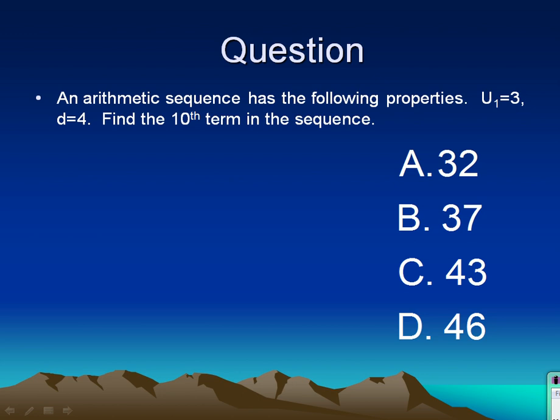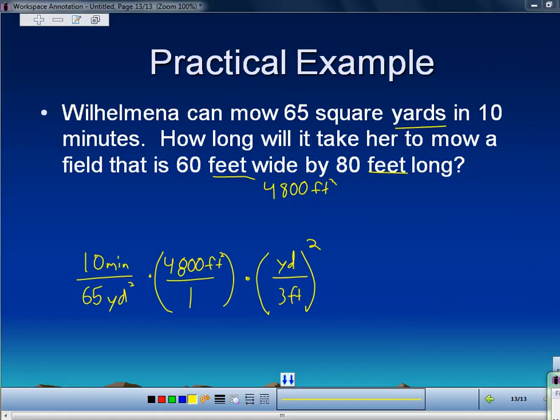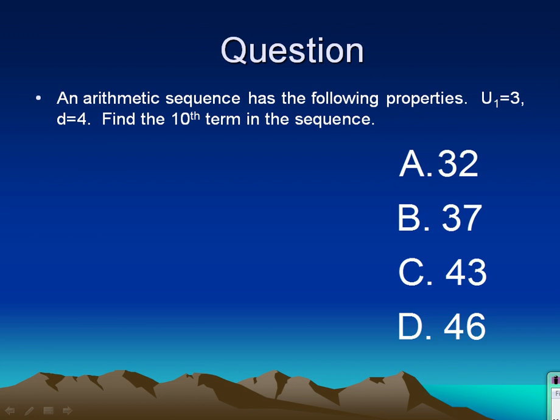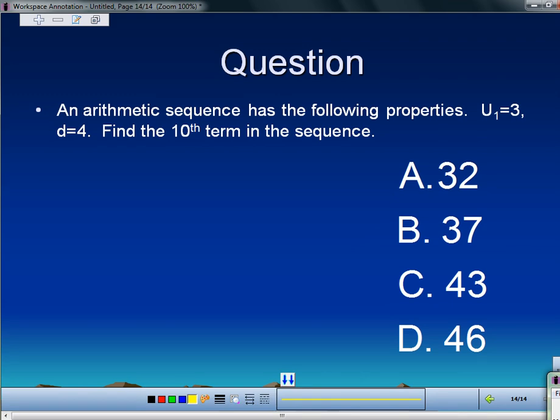All right, question number one. An arithmetic sequence has the following properties. U sub 1 is equal to 3, and D is equal to 4. Find the 10th term in the sequence. Now, there's lots of ways for us to get to this answer. One, we could find the explicit form and solve for 10, but honestly, the easiest thing for us to do is to just plug in.